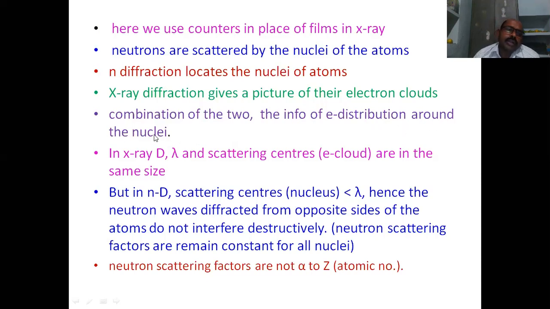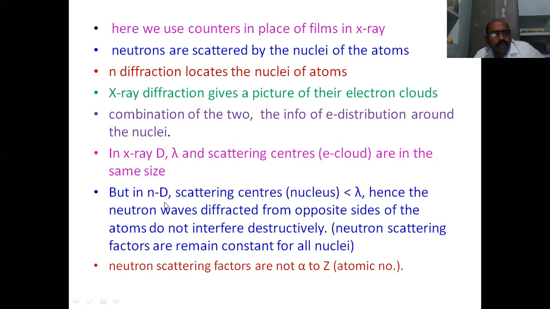In X-ray diffraction, the wavelength and the scattering centers are of the same size. The scattering centers are electrons and atoms, especially the electron cloud. The electron cloud dimension is treated as the atom, that is, the atmosphere of the atom. Therefore the wavelength and scattering centers are of the same order of magnitude in size.